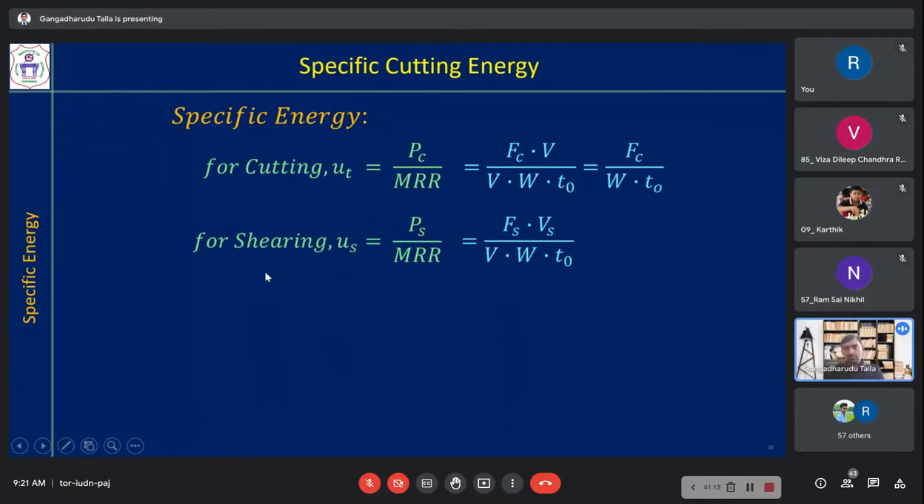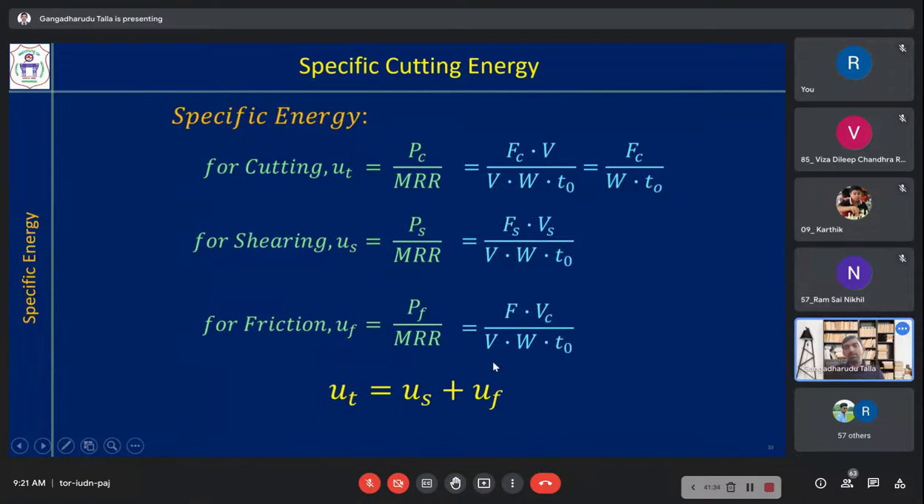For shearing to take place, what is the minimum specific energy? PS by MRR. So this is Fs into Vs by V into W into TO. To overcome the friction, what is the specific energy? PF by MRR. That is F into Vc by V into W into TO. So overall, UT, the specific cutting energy required, is equal to US plus UF.